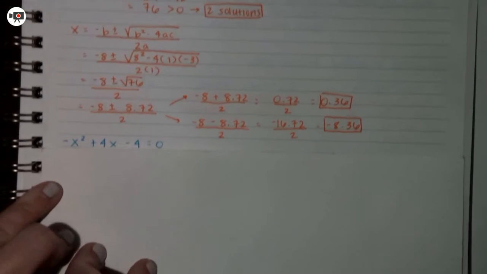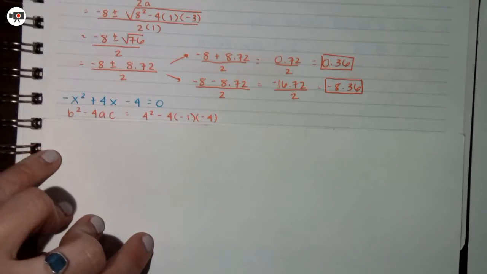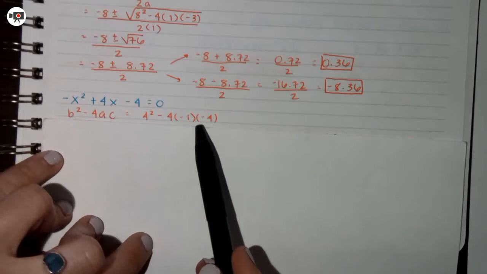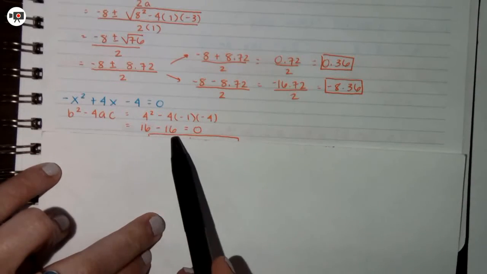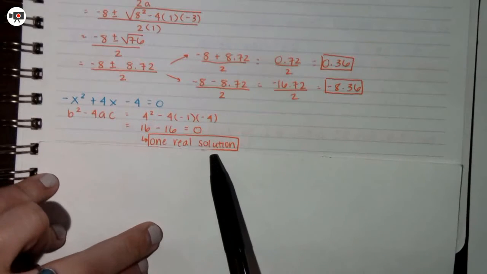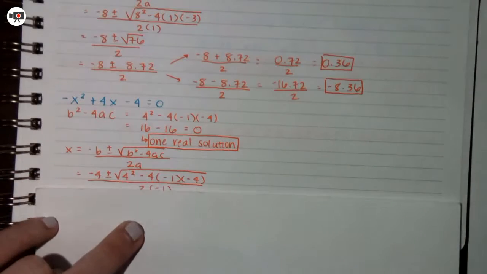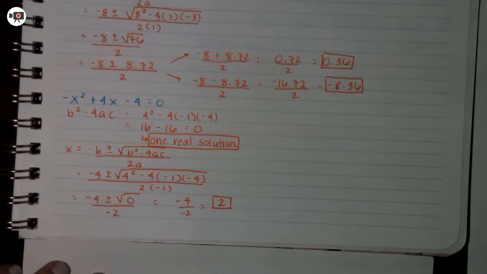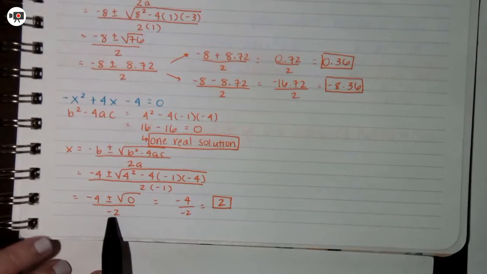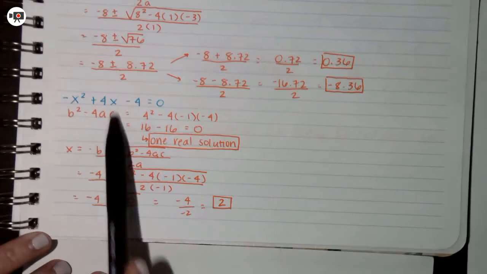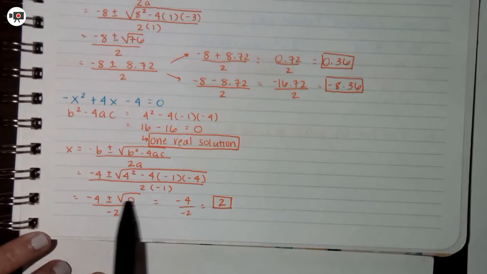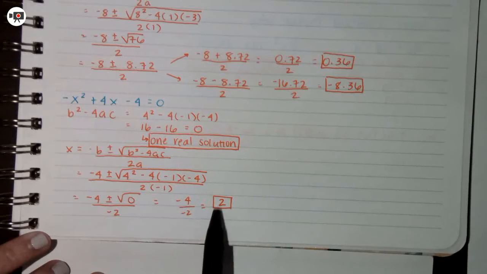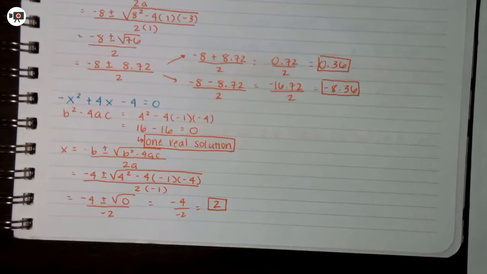For x squared plus 4x minus 4 equals 0, looking at the discriminant, we get 4 squared minus 4 times negative 1 times negative 4, which reduces to 16 minus 16, which is 0. So this has 1 real solution. And then we plug it into the quadratic formula, and we're going to get negative 4 plus or minus the square root of 0 over negative 2. Because we found the discriminant, this b squared minus 4ac, is 0. So that is negative 4 plus 0, negative 4 minus 0, which is negative 4, over negative 2, which is 2. So here we only get 1 solution.